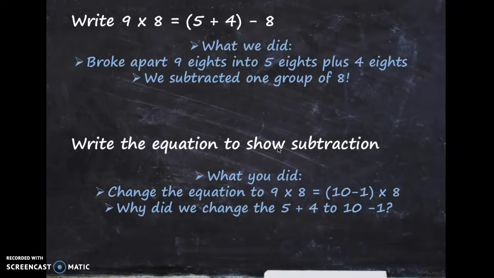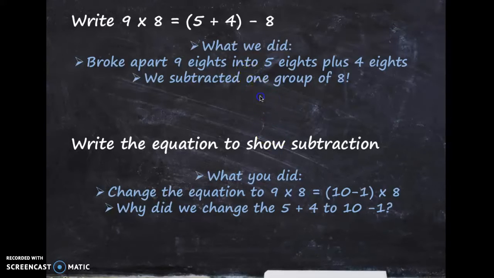What I want you to think about is why did we change the 5 plus 4 to now equal 10 minus 1? If you said because they are the commutative property, you are correct. If you said that 5 plus 4 equals 9 and that 10 take away 1 equals 9, you are correct. So we are using a friendly fact of 10 to help us with our nines facts.